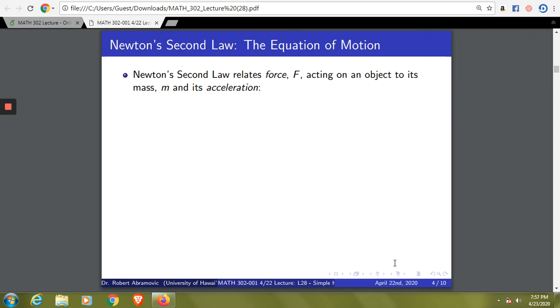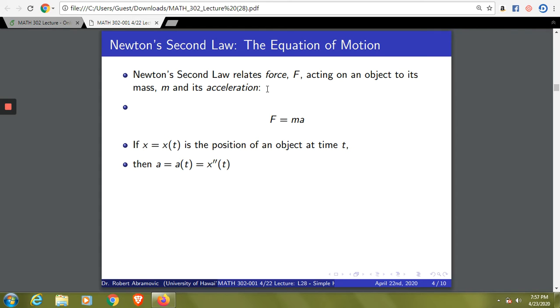Now, recall Newton's second law, which gives the equation of motion. What Newton's second law does is it relates the force that acts on an object to its mass, m, and its acceleration, a. It's given by the formula F equals ma. If x of t is the position of an object, say on a spring, at time t, then the acceleration is the second derivative of the position, x double prime of t.